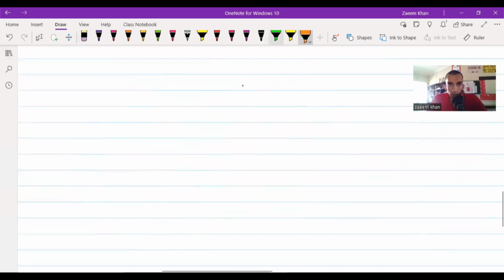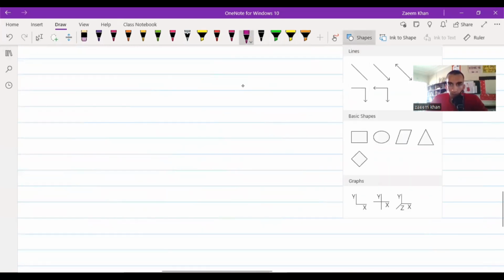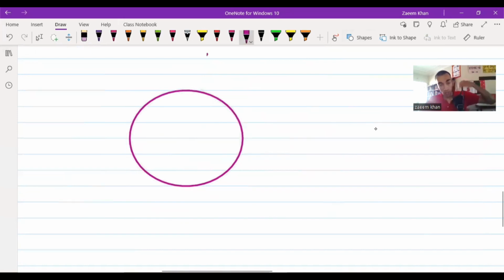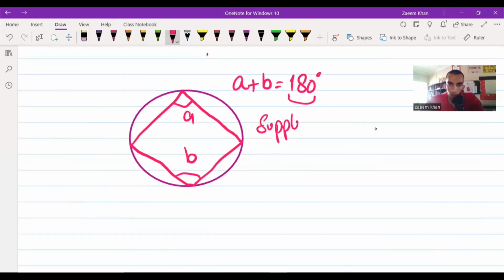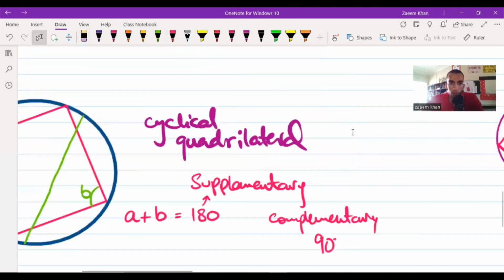Imagine we've got a circle like this. And we try to fit in a square box in the circle, or any quadrilateral inside the circle. The angles that are going to be exactly opposite to each other, they are going to be called what sort of angles? Supplementary, remember? And why do we call them supplementary? Because they add up to 180.